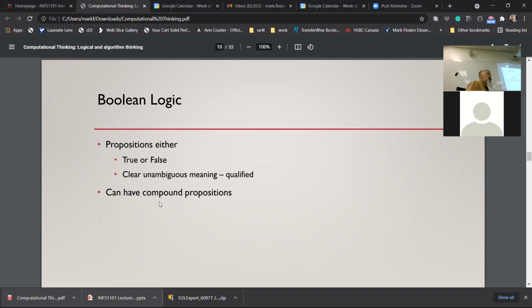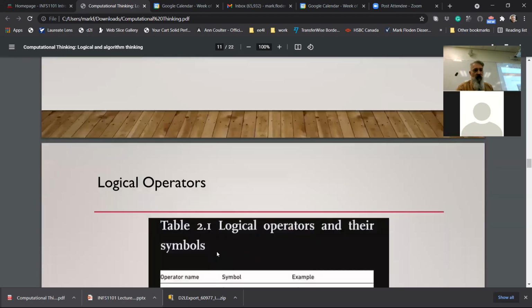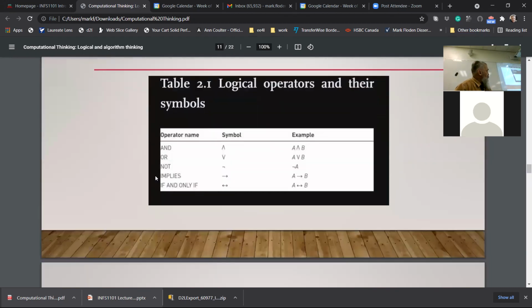We can have compound propositions. What that means is we can string propositions together using conjunctions or disjunctions, and we'll talk about those in a minute. So our conjunctions are using and statements, where we put two propositions together to make a bigger one, right? And, or we can use or. So here's some of the logical operators that we can use. We can use and, or, not. Implies, which is just an arrow going in one direction, or if and only if, which is an arrow going in two directions. And I think I mentioned these in a previous lesson, correct?